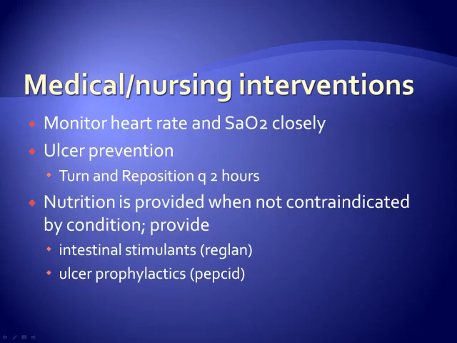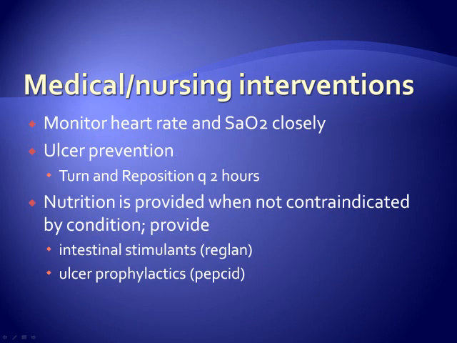Medical and nursing interventions: we need to monitor the heart rate and the SaO2 closely, and our patient is mechanically ventilated. Prevent ulcers, turning and repositioning every 2 hours, really important here. The patient can't turn themselves. If we can't turn and position because the patient's hemodynamically unstable, then we need to put the patient on a rotational bed.